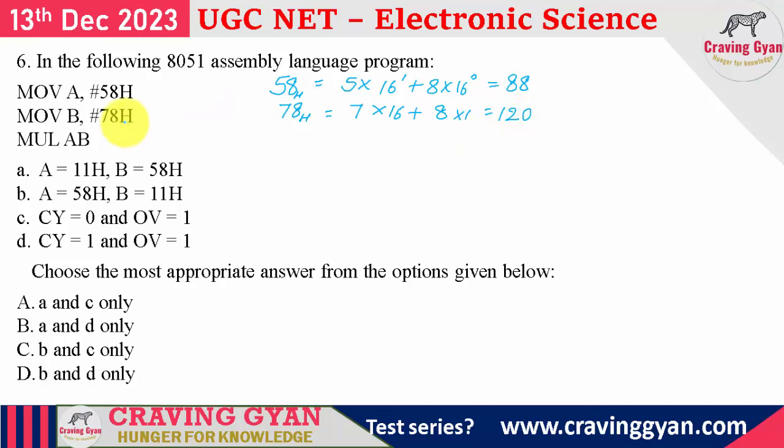So the next instruction they are executing is MUL AB. Nothing but you have to perform 88 times 120. When you are doing it in decimal, the equivalent value is 10560. In hexadecimal, it is 2940H. So 2940, none of the options are matching. So A is wrong, B is wrong, all the options are wrong. You can go for grace marks.